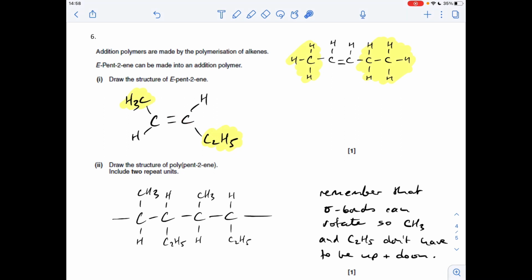And finally, draw the structure of poly(pent-2-ene), include 2 repeat units. So all I'm going to do is take my monomer, open up the double bond, put end bonds on, and draw that twice. And it gives me that. Don't worry about the relative positions of these two. I've kind of kept that going, but remember sigma bonds can rotate. So you could have your CH3 and your C2H5 next to each other because this can rotate around and put that ethyl up there.